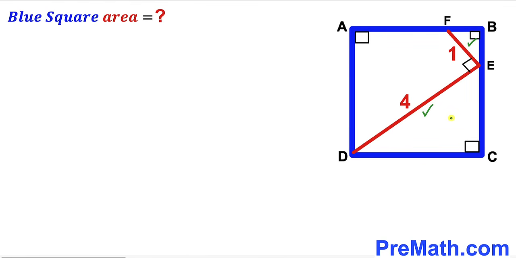In this video, we have this blue square ABCD along with these two segments DE and EF, as you can see in the given diagram, such that these two segments DE and EF are perpendicular to each other. Moreover, this segment DE is 4 units, whereas this segment EF is 1 unit. Our task is to calculate the area of this blue square ABCD.